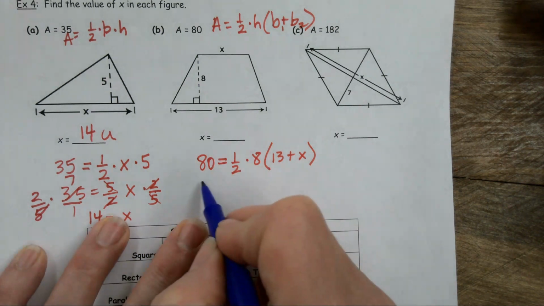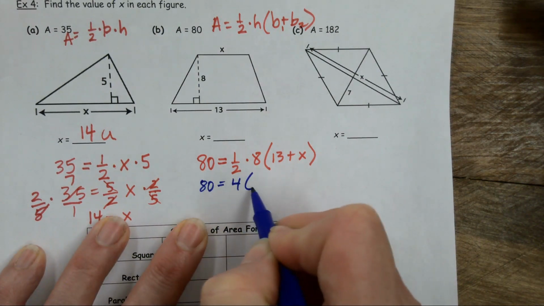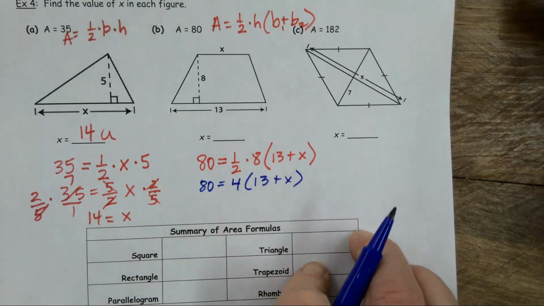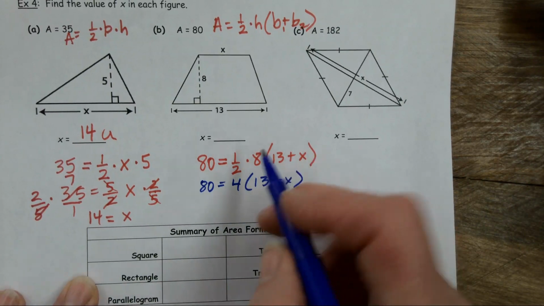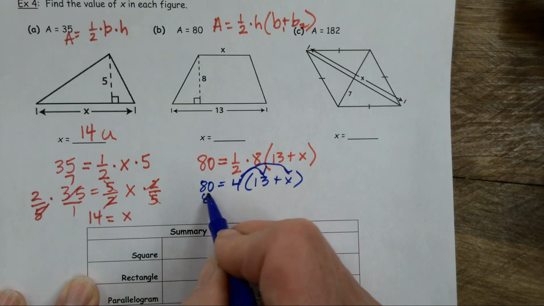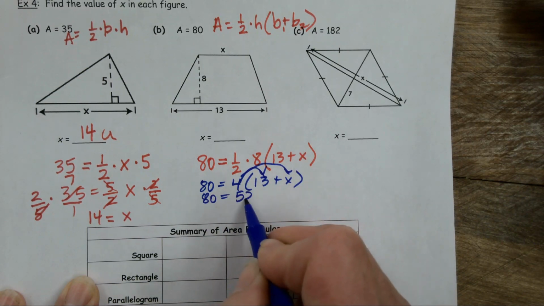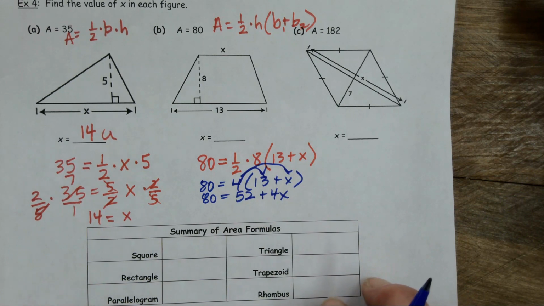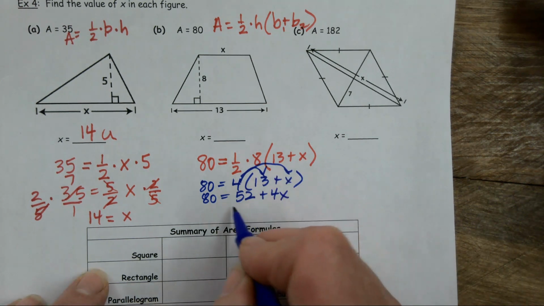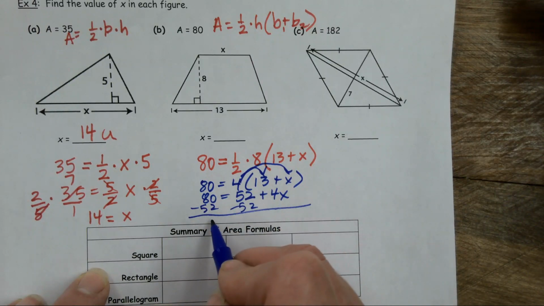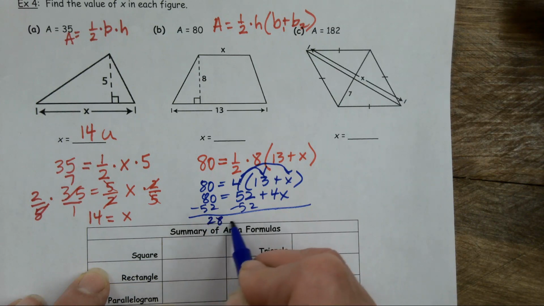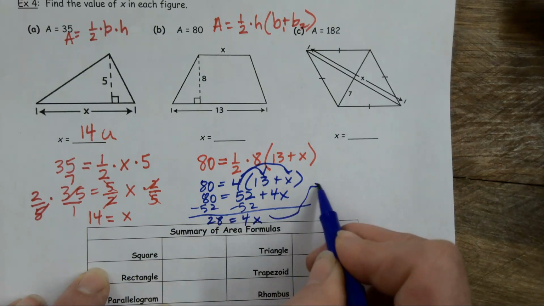Yep, 1/2 times 8, so 80 is 4 times 13 plus x. What's my next move? Keep going. Distribute that through. So 80 is 52 plus 4x. Remember all this solving stuff? What's my next move? Minus the 52. So I have 28 equals 4x. I gotta move over here.